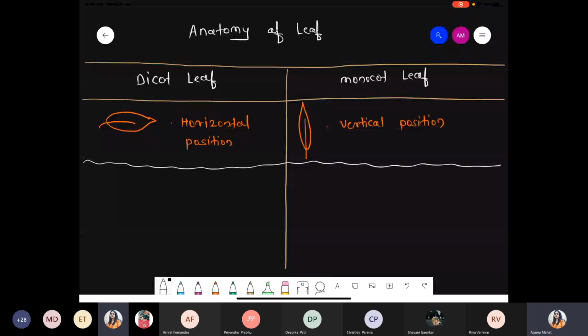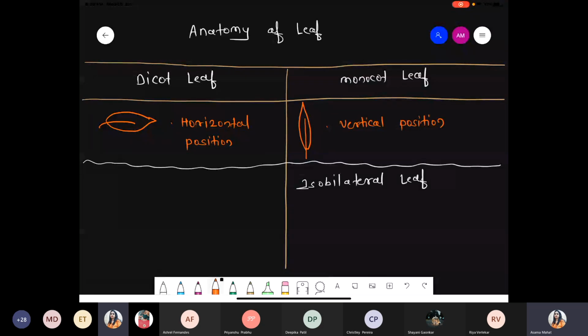So when we talk about the monocot leaf, they are present in a vertical position. So from all directions, an equal amount of light is received. All sides means two sides. So whatever leaf is present, basically they present in an isobilateral condition, or isobilateral leaf.